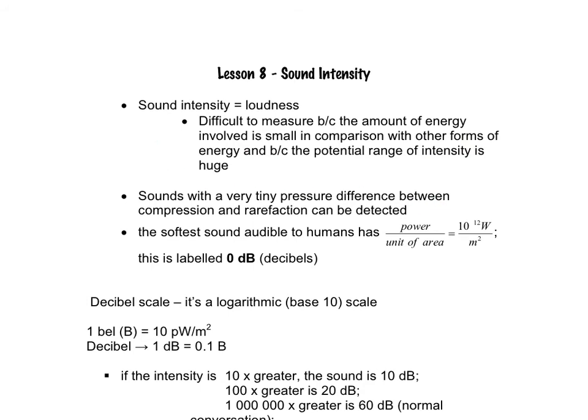Sounds with very tiny pressure differences between compressions and rarefactions can actually be detected. The softest sound audible to humans has a formula called intensity, which is power, measured in watts, over a unit of area. So we would say intensity, capital I, is equal to P over area, where P is power and A is area.